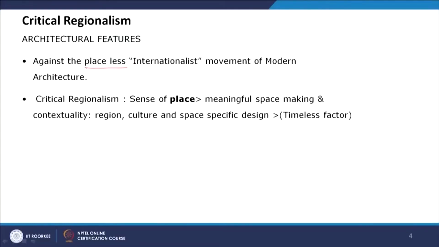An internationalist building can fit into any different place. So the architectural features are against the placelessness of the internationalist movement. The internationalist movement does not have a place; there is a particular visual style, and style is dominating over place. There was a fixed style: white, black and gray had to be used, and then you could use the three primary colors.